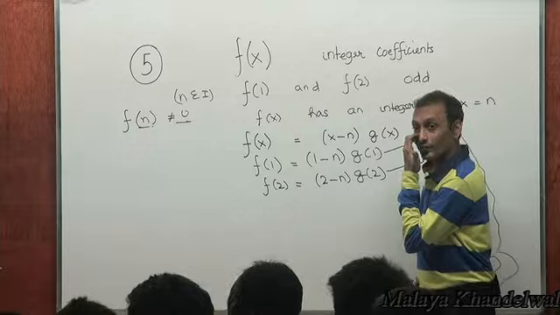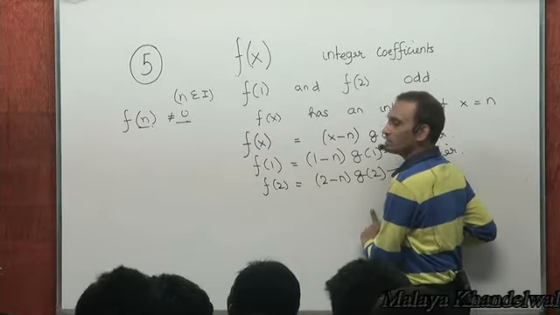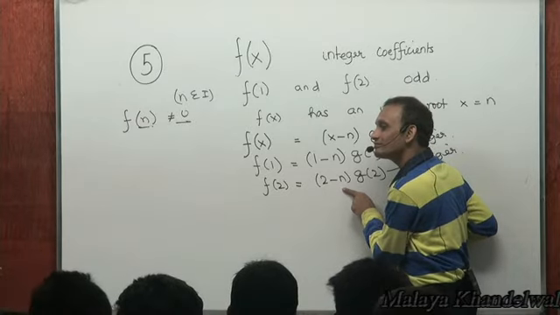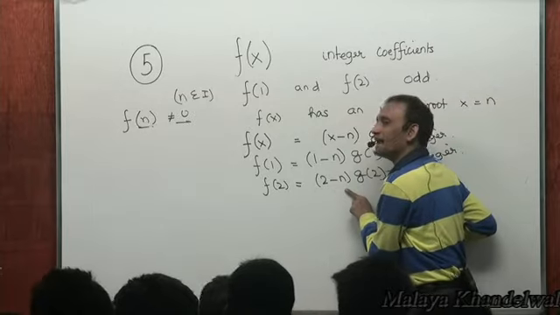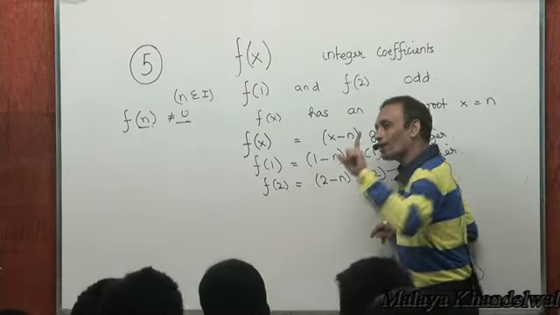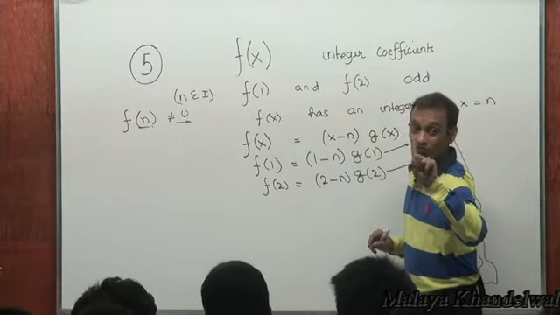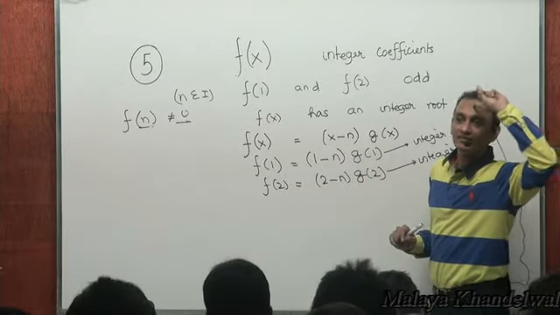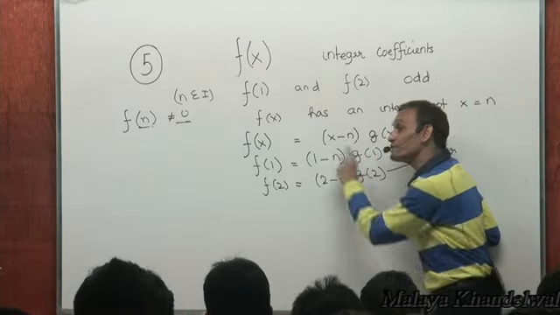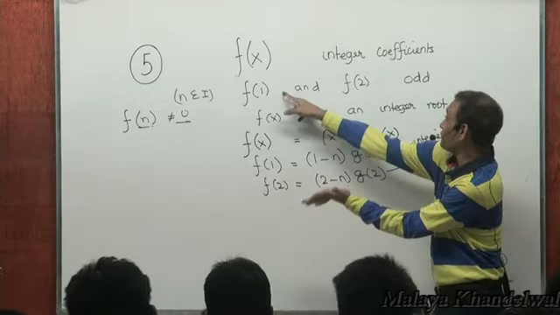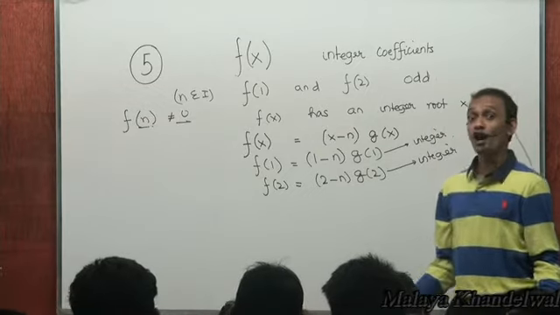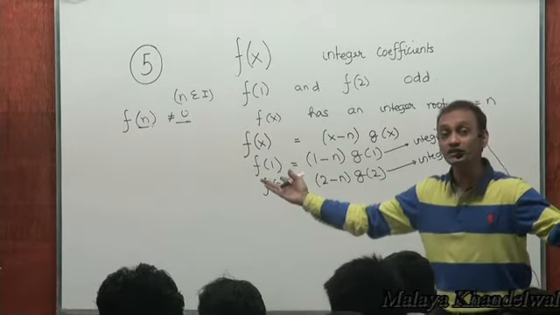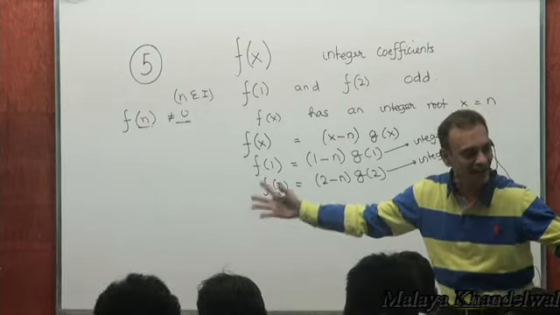Now realize that 1 minus n and 2 minus n are consecutive integers, yes or no? So one of them must be even, yes or no? Between 1 minus n and 2 minus n, one must be even, right? So that means between f1 and f2, one must be even. But it's given that f1 and f2 are both odd, so it leads to a contradiction. The problem therefore must be with the basic assumption that f(x) becomes 0 at x equal to an integer n.